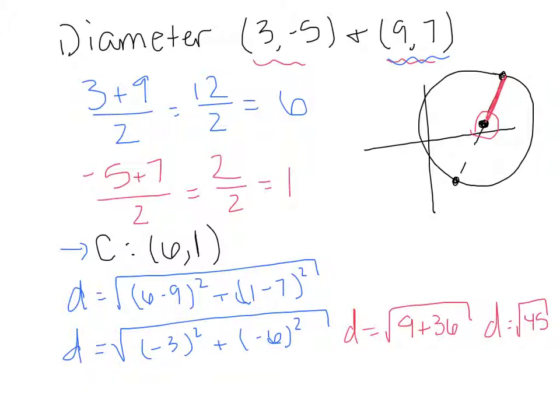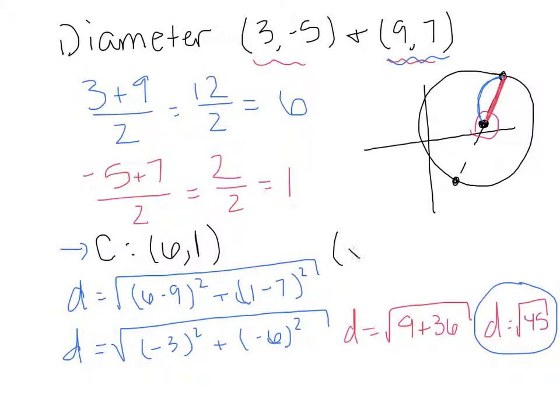Now, this is the distance between the center and that point on the circle, which is the radius. And we want the radius squared. So we need to square this amount before we can write our equation. So the square of the square root of 45 is 45. Now we can write our equation.